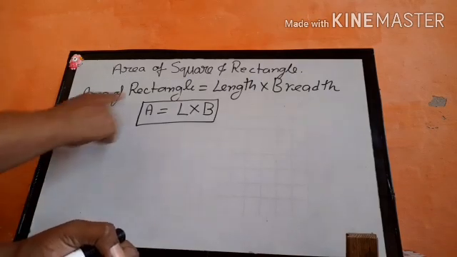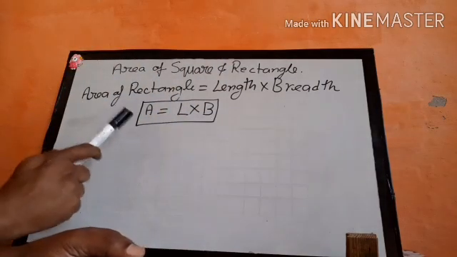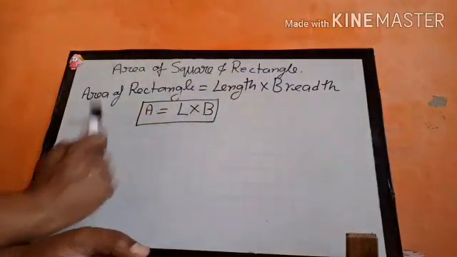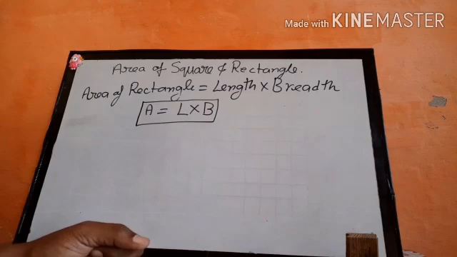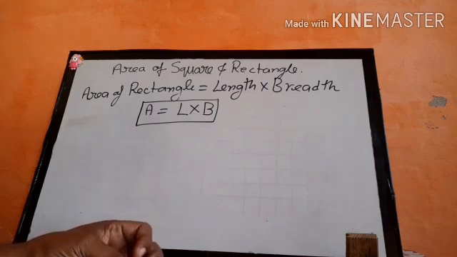So guys, the area of rectangle is length into width. In short, we can represent the area as A, length as L and width as B. So the area of rectangle is L into B. Here is the formula of area of rectangle.